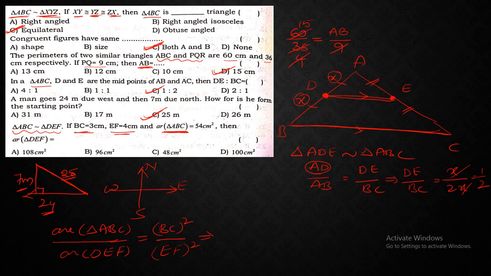On substituting the values, the area is 54 by, since we don't know this area, let it be some x, is equal to BC square, 9, by 4 square, 16. Now 9 6s are 54. On cross multiplication, x is equal to 16 6s. 16 6s are 96. So the answer is 96 centimeter square.